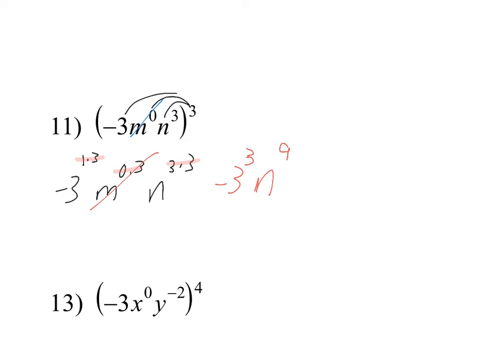What we're going to do is we're going to go ahead and simplify negative 3 to the third power. So it's going to be negative 3 times negative 3 gives me positive 9. Positive 9 times that other negative 3 gives me negative 27. Nothing to change that n to the 9th. So that's going to be my answer. Okay.